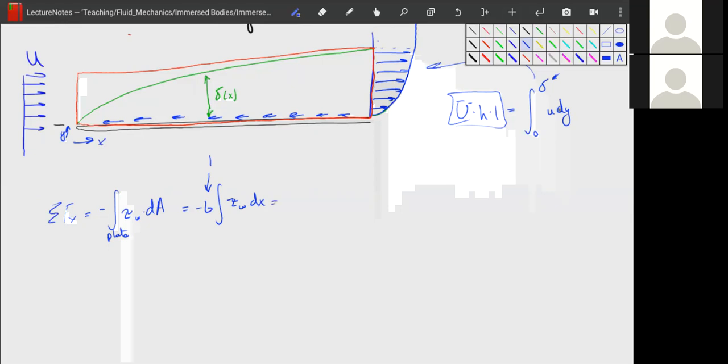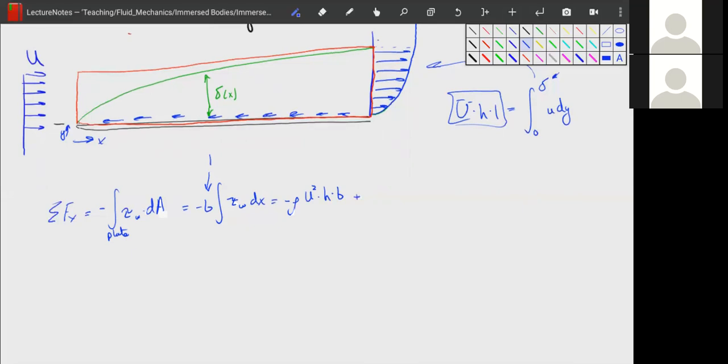And that's going to be equal to the momentum part of our equation, where we integrate our flow in and our flow out, right? So flow in is negative rho U squared times h times b, where b is our depth into the page and h is the height at the beginning. So this is our momentum entering our control volume. And then we add rho times the integral from 0 to delta of u squared dy. And if we simplify this, it becomes equal to negative rho b times the integral from 0 to delta of u times (capital U minus lowercase u) dy. And this represents the loss of momentum due to shear stress.